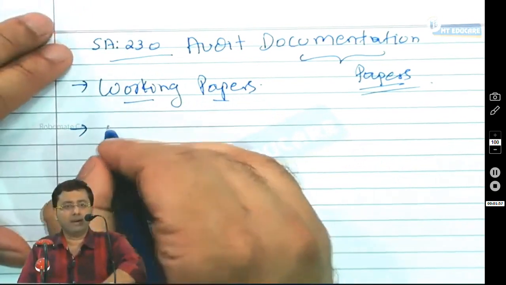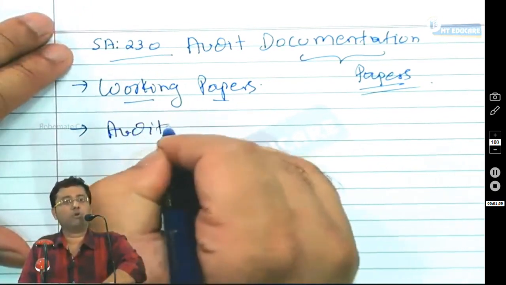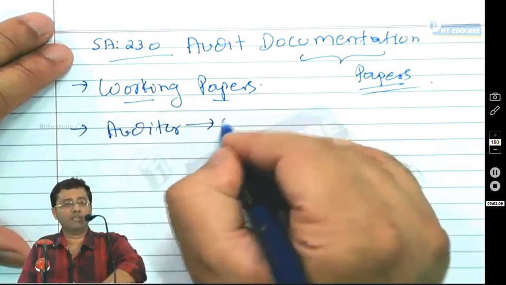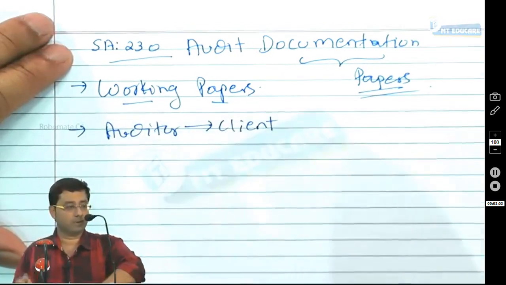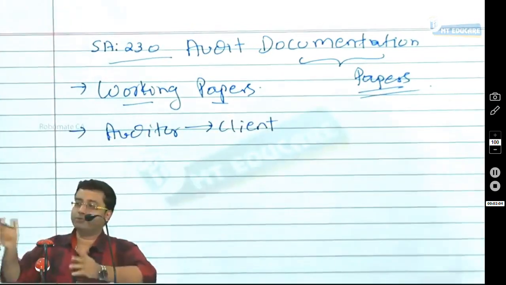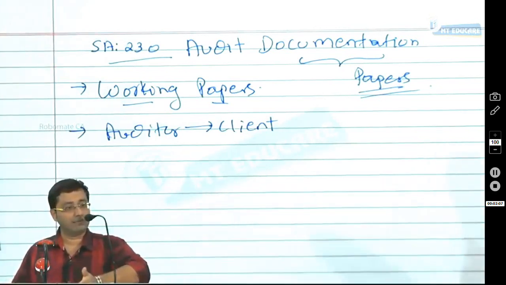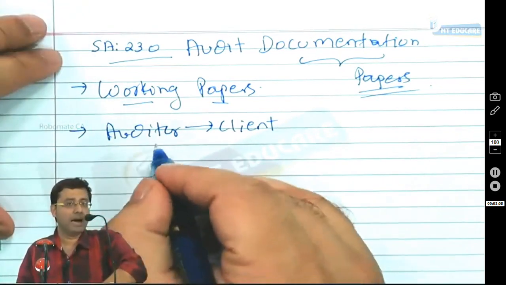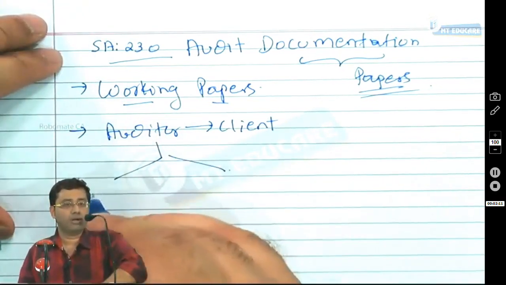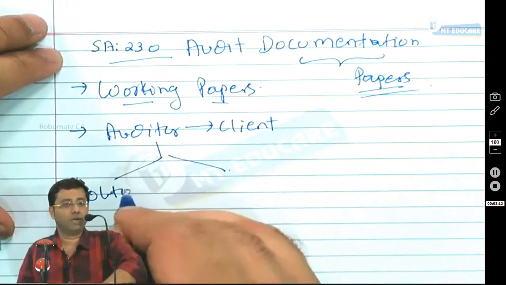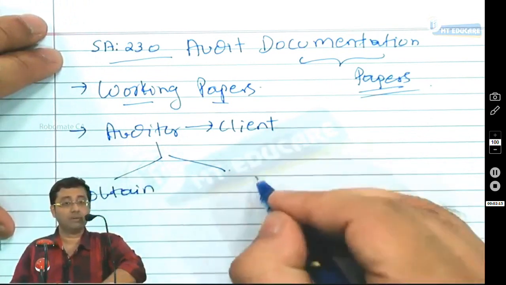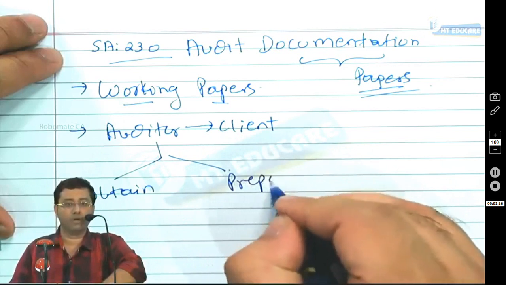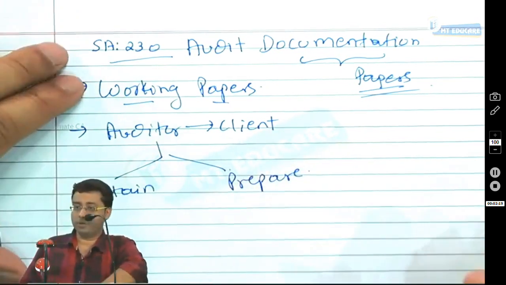Whenever you have gone to your client's place, you would have got so many working papers from the clients. Sometimes the client gives you the working papers to check. Sometimes you make your own working papers. I'll give you some examples. Auditors may normally obtain working papers from clients, or sometimes they may even prepare their own working papers. Both ways are possible.